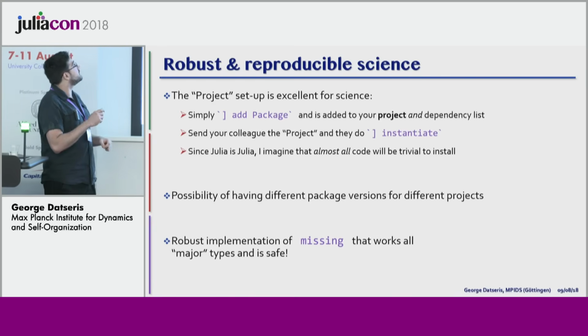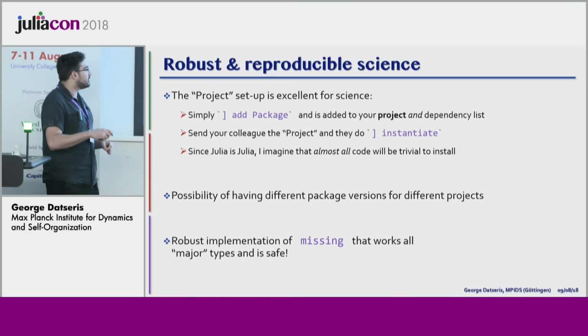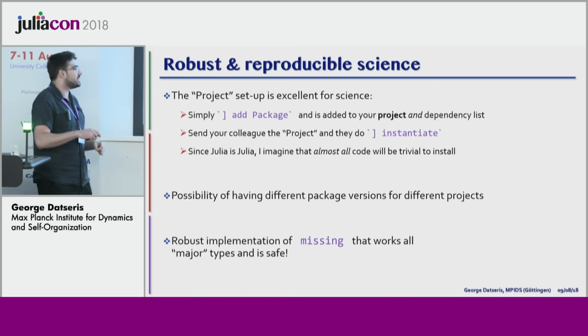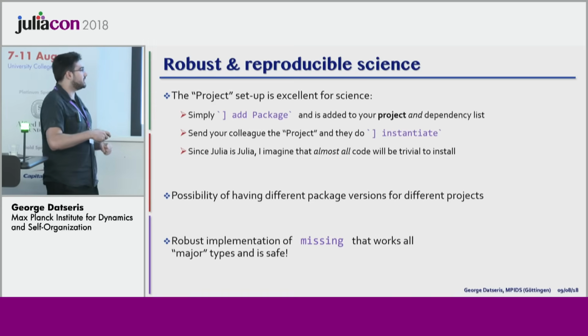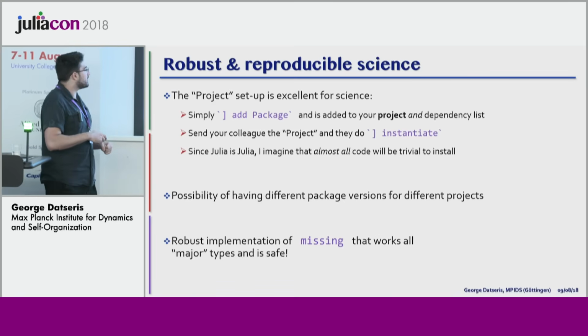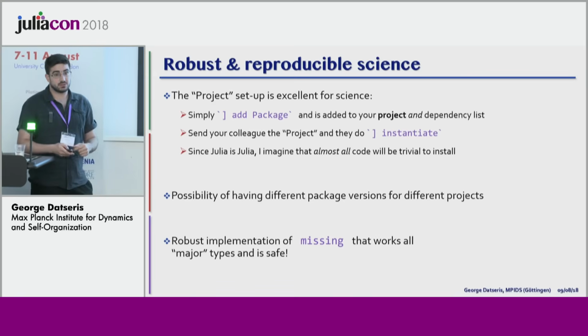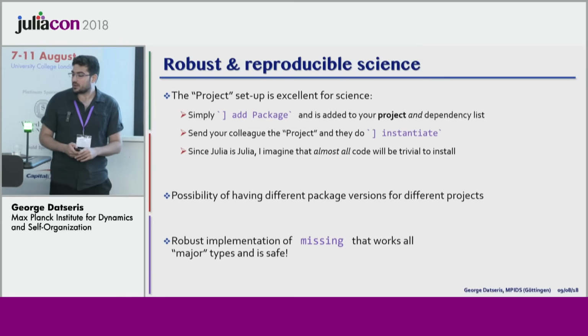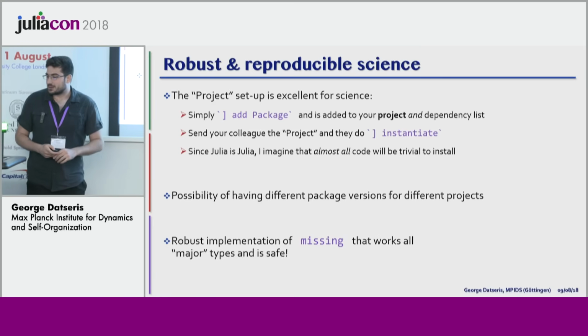And talking about robustness, I just want to quickly point out the new implementation of missing we have, and I encourage you to read the Julia blog post on this, because not only does it work with all major types, but it's also safe, and this is very important. All right, so that was the first part of my talk.